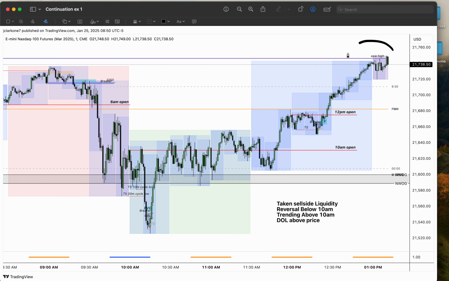But we still have a draw on liquidity up above price that we haven't met. So I'm not really expecting it to get back below 10 a.m. to give me another entry long. What you can do to still meet the Asia high and meet your draw on liquidity is just get in on an hourly open, such as this here with the 12 p.m. open.